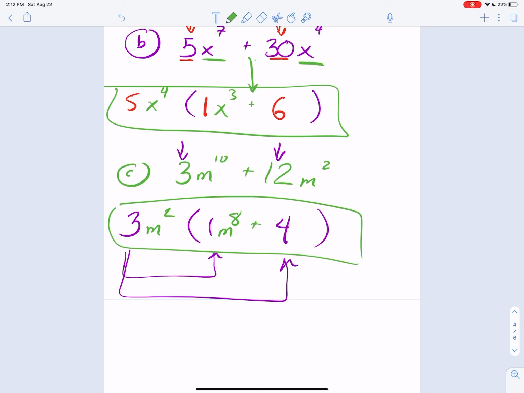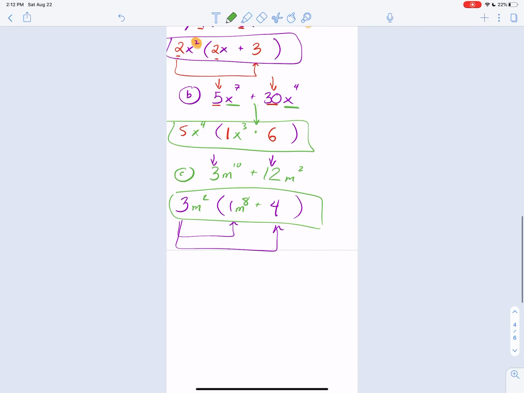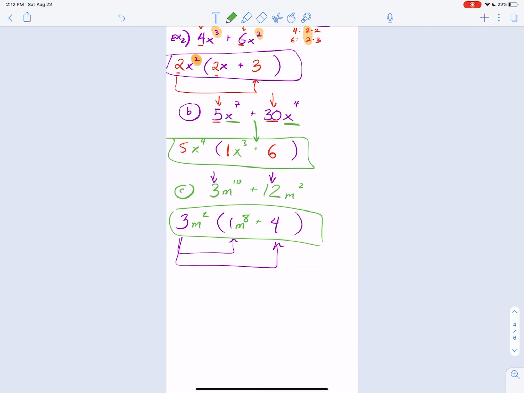Okay, hopefully you're catching this. If that's not enough examples for you, text me. I'll give you some more to try, okay?